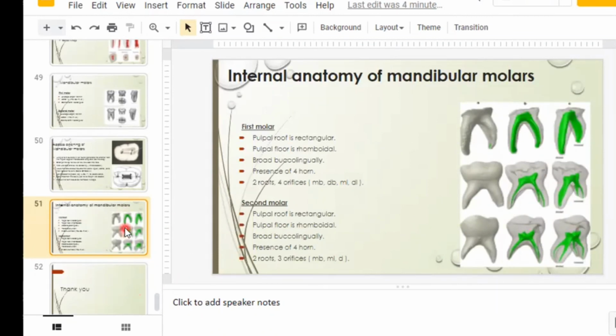Again, for the mandibular second molar, it is again the same. But here what happens? Your mesiobuccal and mesiolingual may get fused to form 1 mesial canal and 1 distal canal. That possibility is there if the anatomy is too small. Otherwise, we'll have a 3-canal pattern or a 4-canal pattern.